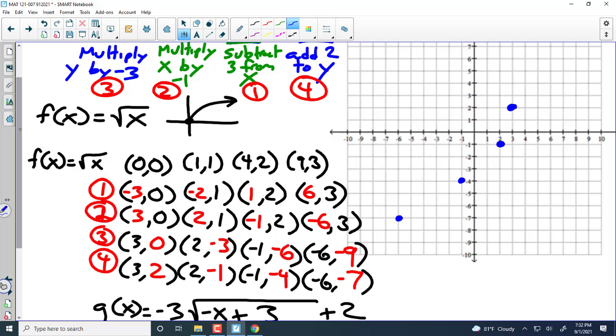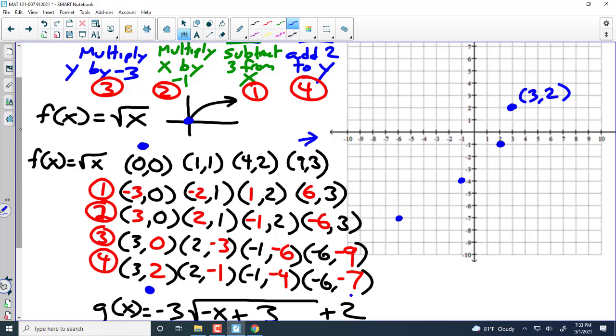-6, -7. Now this is interesting, everyone. When I did the absolute value graph, I got that V shape, and I just put an arrow on each end to show the absolute value graph went on forever. Does the square root graph go forever in both directions, or just one? Just one. But look at this. Where does the graph stop? Where's this solid point on the square root graph? What ordered pair is that? 0, 0. What ordered pair did 0, 0 become? 3, 2. That's the new stopping point.